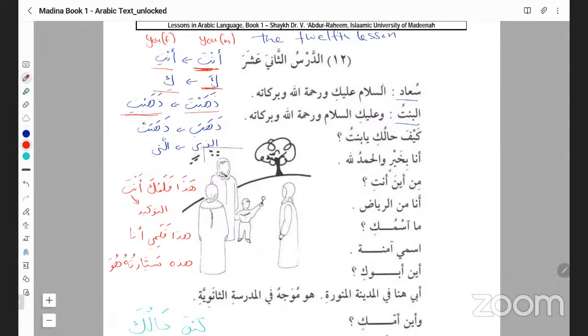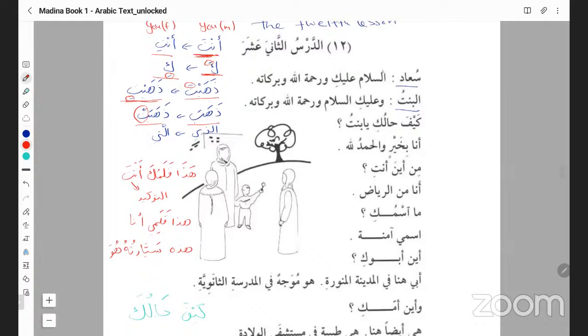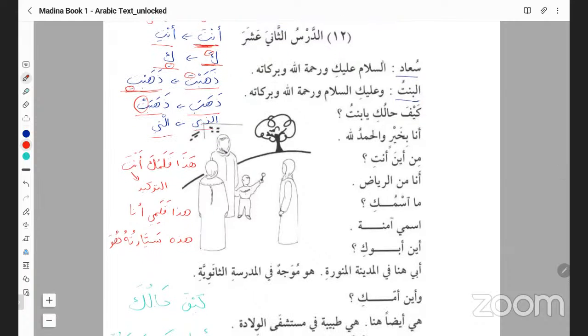So you can see the same like the ka and the ki. The ka was for male and the ki was for female. Likewise, dhahabta, you went, male, you can see the fatha, and dhahabti, you went, female. And then we have dhahaba, which means he went, and then we have dhahabat, she went. So by adding the ta marbuta, it becomes she went. So dhahaba, he went, and dhahabat, she went, and alladhi and allati.